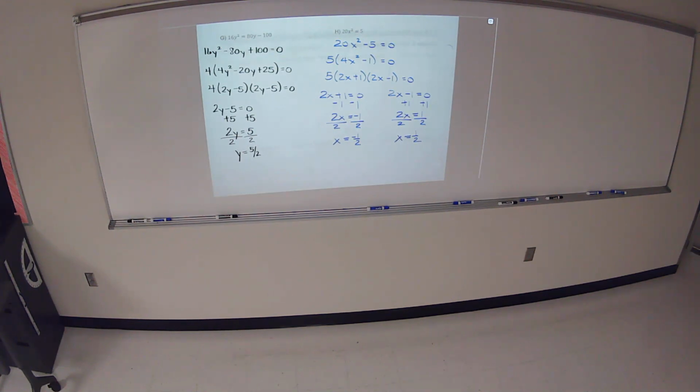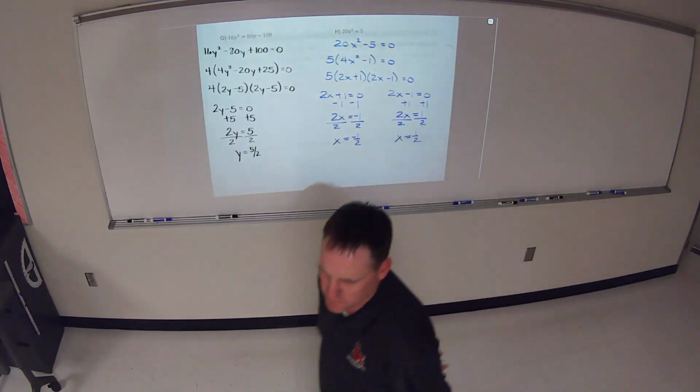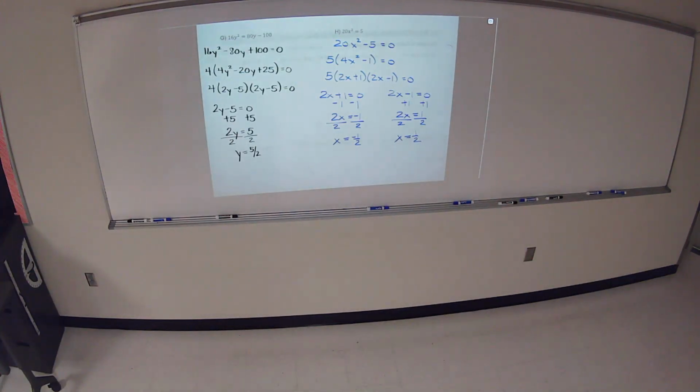Alright, so in letter G, the first thing we're going to do is make our equation equal to 0. I like to keep my a value positive, so I moved everything over to the left. 16y squared minus 80y plus 100. Next thing I did is I pulled out the greatest common factor of 4. So I had 4y squared minus 20y plus 25 is equal to 0.